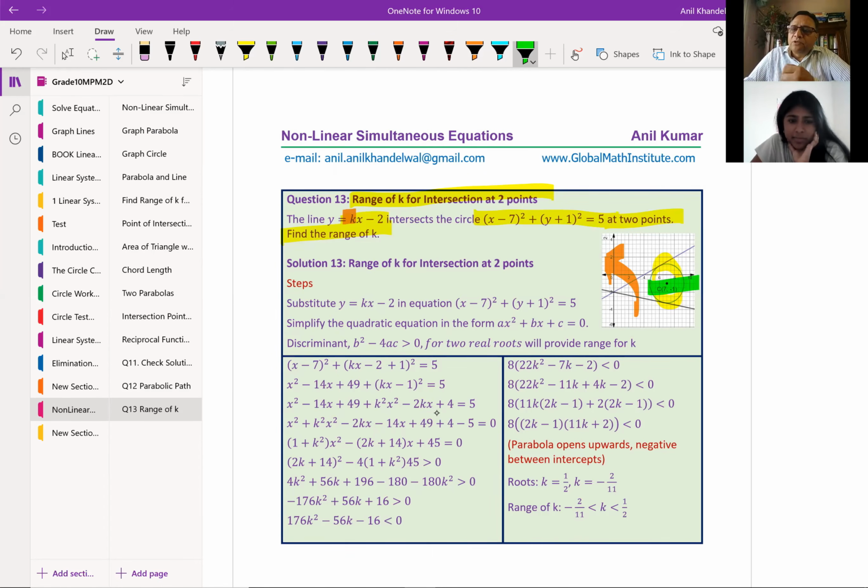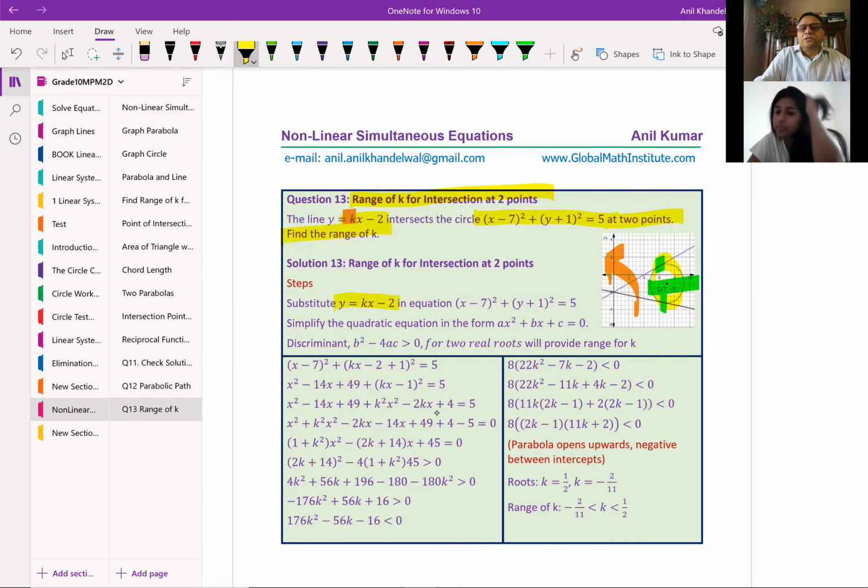So that means we should now find tangents, right? We should equate b squared minus 4ac to 0 so that we get these two values to begin with. Anything in between will give us the solution of the range of k. Got the idea? That's how we are going to solve it. Since we have done many similar questions, the approach is clear.